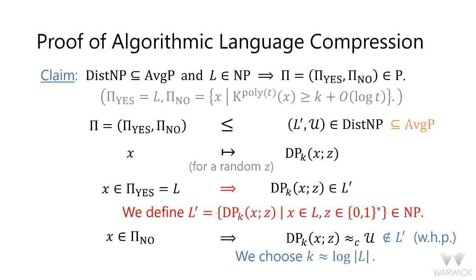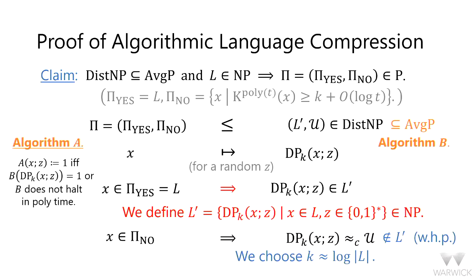And in order to complete the reduction, we need to explain how to convert an average case algorithm B for L prime with respect to the uniform distribution to an algorithm A that solves pi in the worst case. And the definition of the algorithm looks like this. A accepts if and only if B accepts a direct product generator output or B does not halt in polynomial time. Remember that this is an average case polynomial time, so it might not halt in polynomial time. And once we define it, we can show that in the yes case, with probability 1, A accepts. And in the no case, we can use the fact that B is an efficient algorithm that works with respect to the uniform distribution. So with respect to the uniform distribution, it halts in polynomial time. So we can show that no instances are rejected by this algorithm. So that's the proof, actually the whole proof of the result.